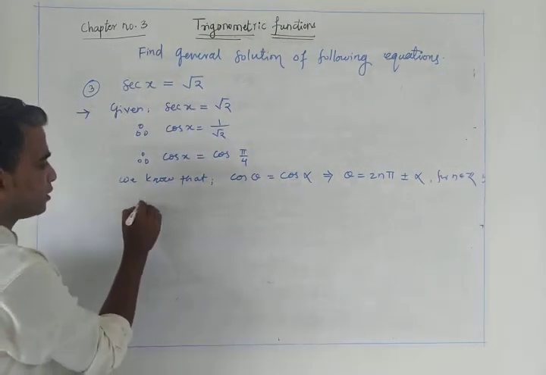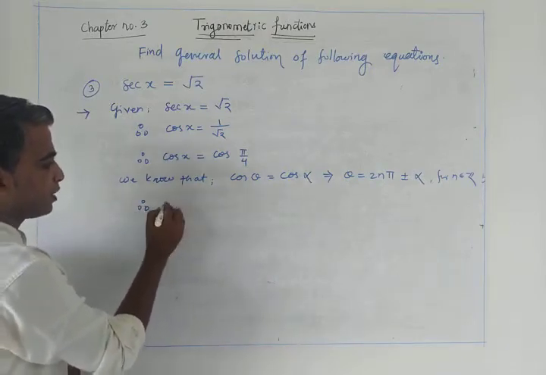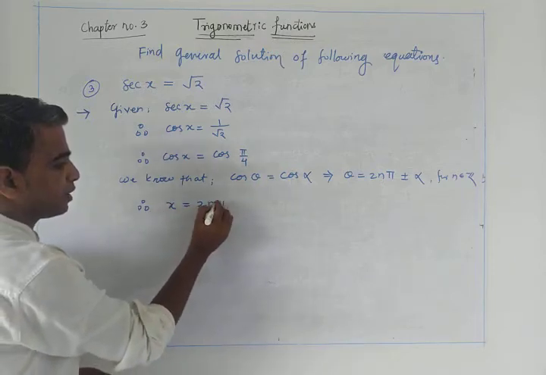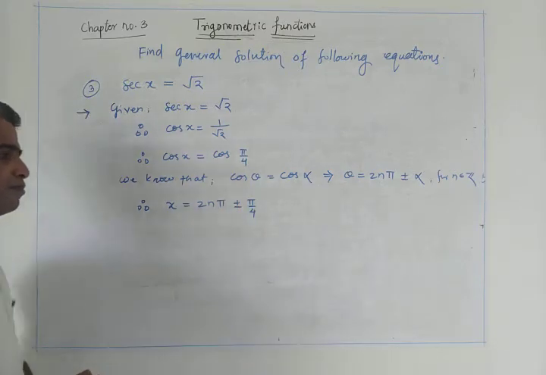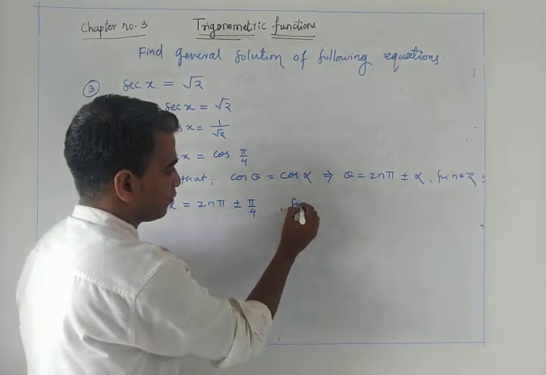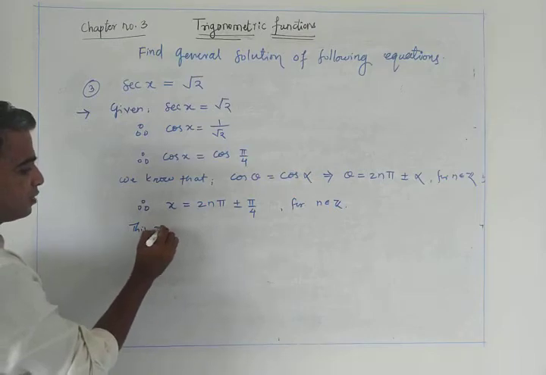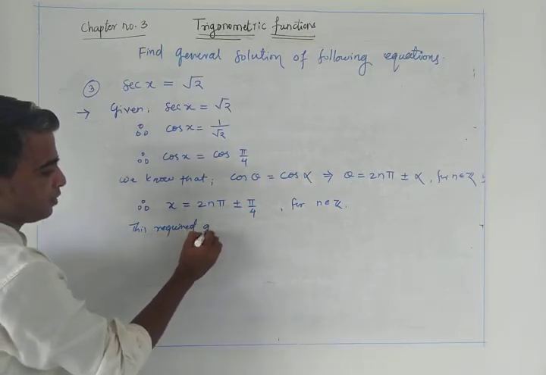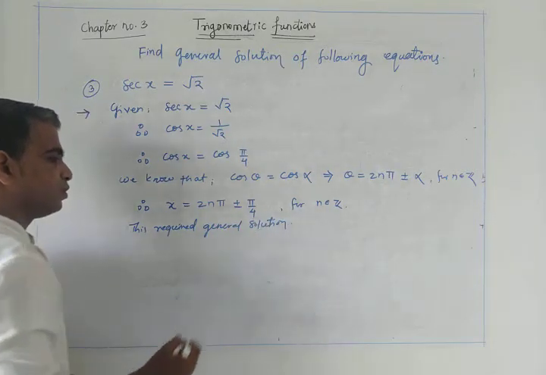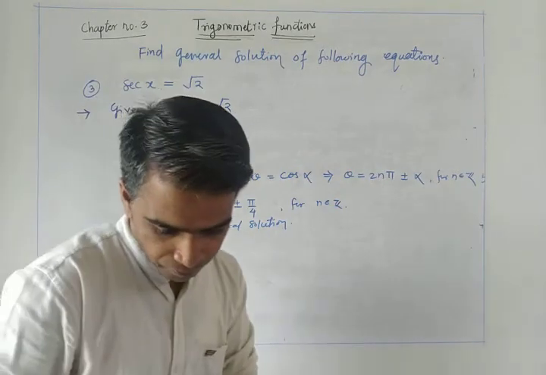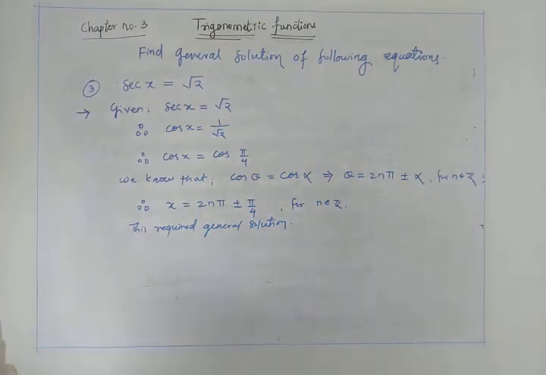So substitute the values of theta and alpha in this formula. So we will get, therefore, x is equal to 2n pi plus minus pi by 4 for n belong to z. This is the required general solution. Okay. Next, are you clear with that case?